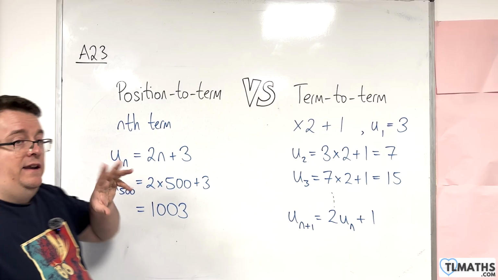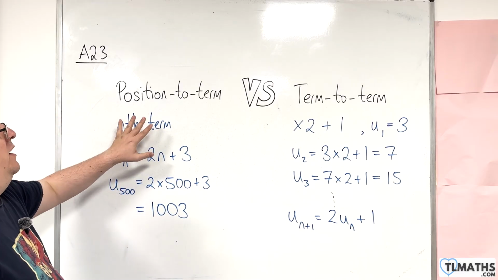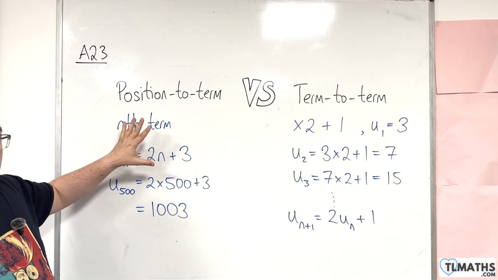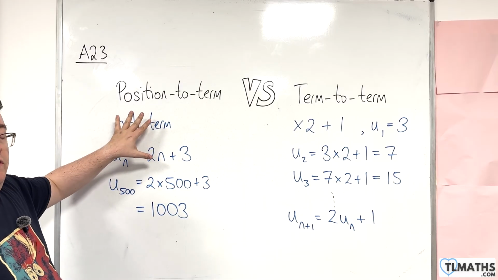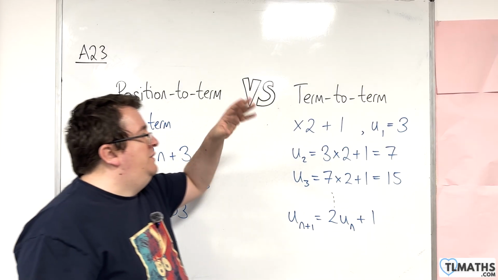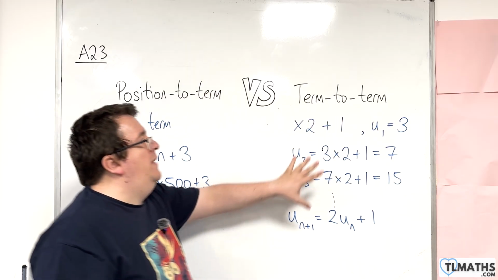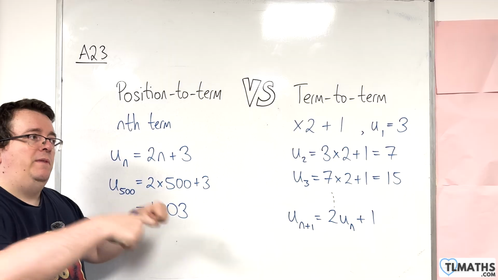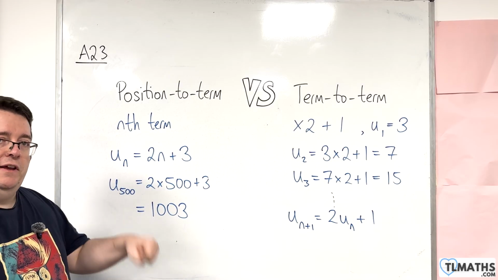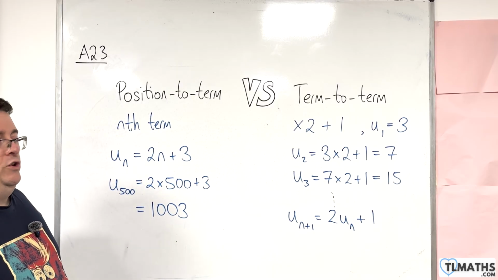So in a nutshell then, position to term, these are nth terms. Okay? You tell me which position you want, I'll find you the term. If it's a term to term rule, then you are cranking the handle, first term, then the second term, then the third term, then the fourth term, then the fifth term, etc., in order to get to whichever term you need.